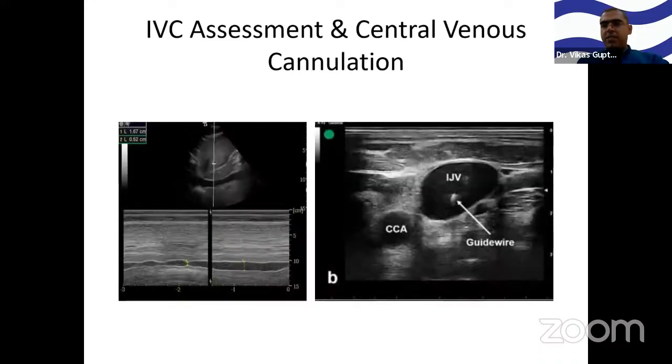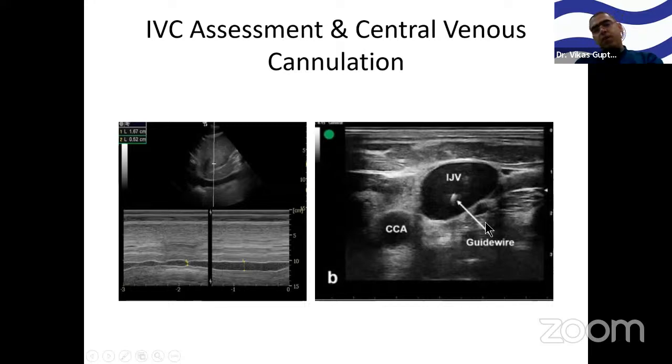Every time a patient is received in OT or in casualty, we have to assess what fluid should be given and what volume of fluid should be given. Sometimes there is a cardiac patient or the volume status is not known. Then IVC assessment is so important in critical care, also in casualty and OT. The left side image is showing the IVC, and its collapsibility, whether it is less than 50% or more than 50%. It is a very handy tool with USG.